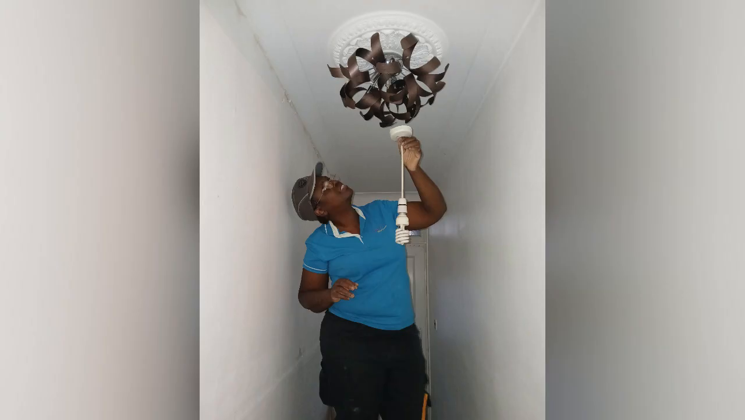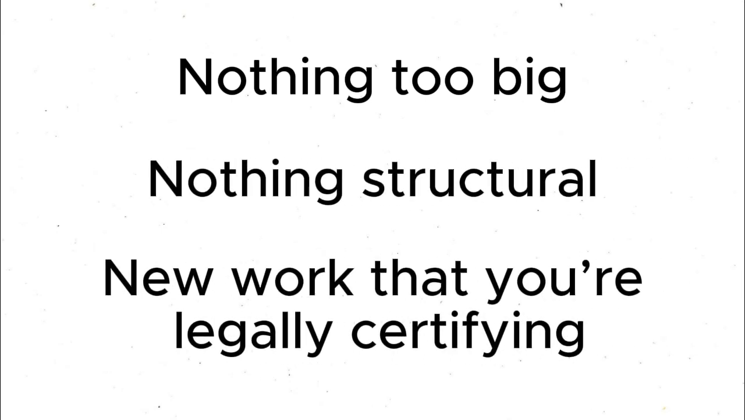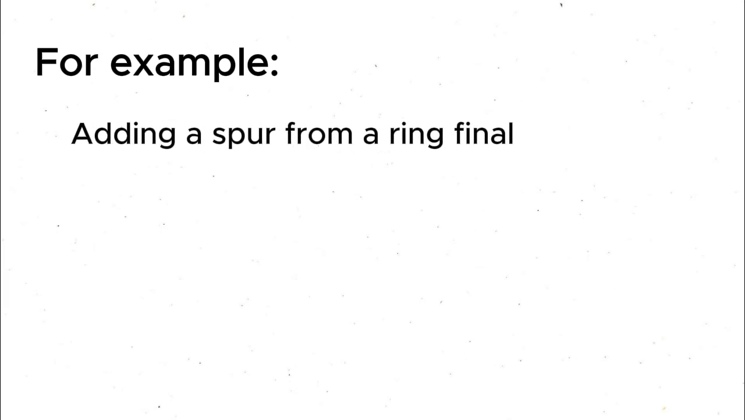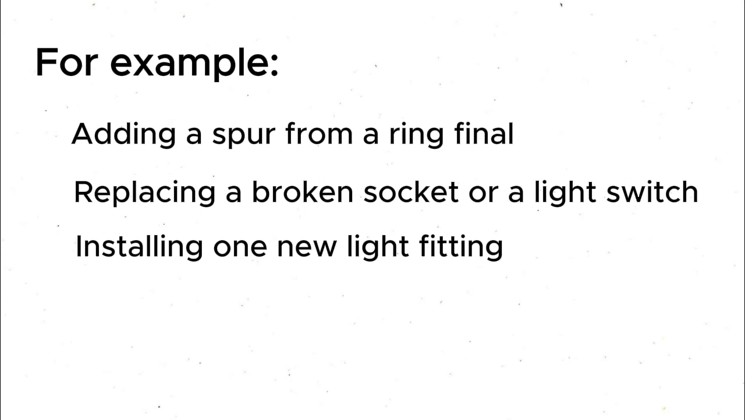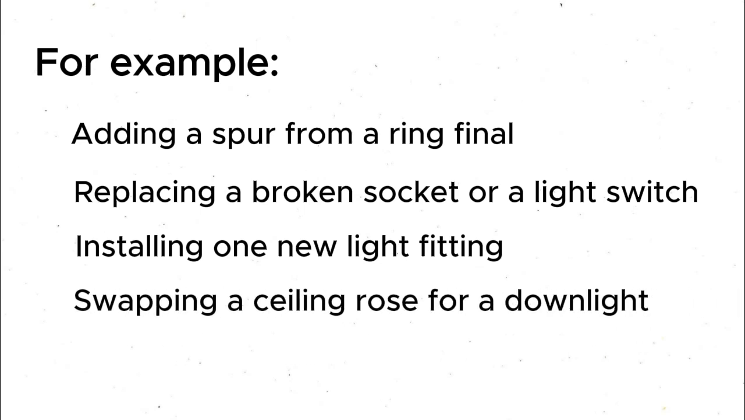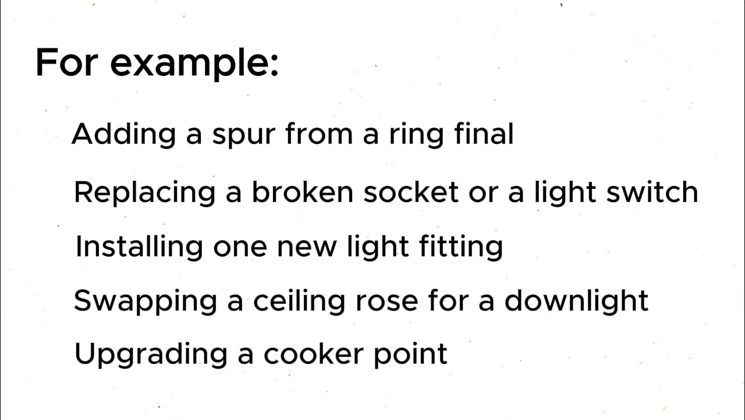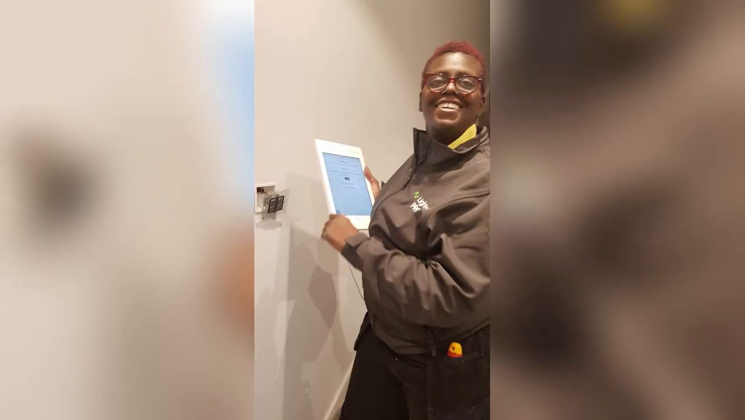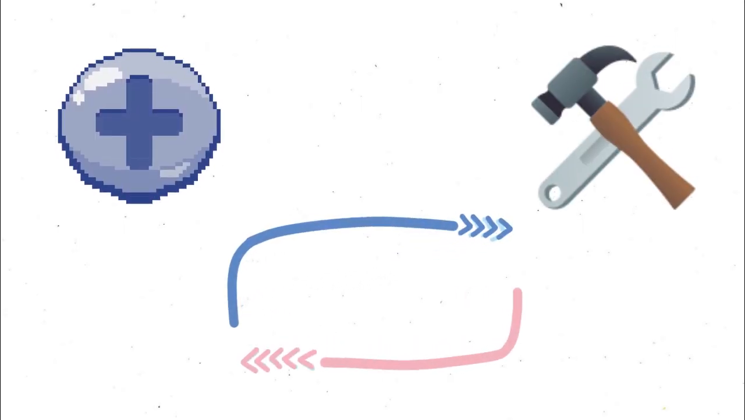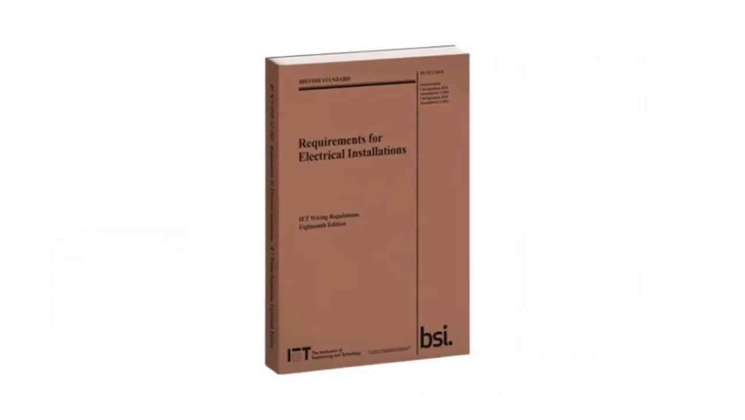For small additions or alterations to existing circuits, nothing too big, nothing structural, but still new work that you're legally certifying. For example, adding a spur from a ring final, replacing a broken socket or a light switch, installing one new light fitting, swapping a ceiling rose for a downlight, upgrading a cooker point. All of these are too minor to warrant a full EIC, but they're still not an inspection report. Remember, if you're adding, altering or modifying a circuit, you're declaring compliance with BS 7671.